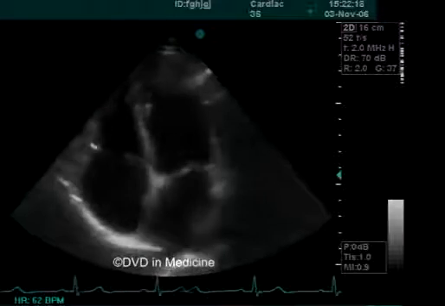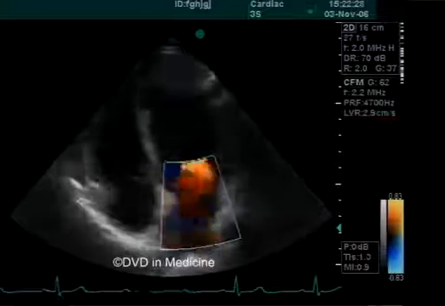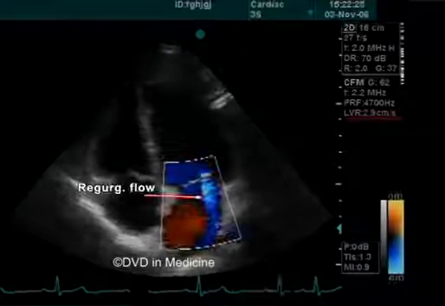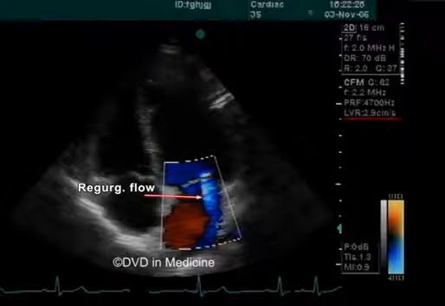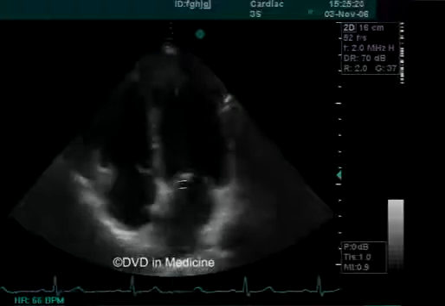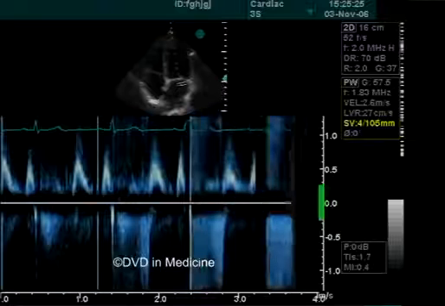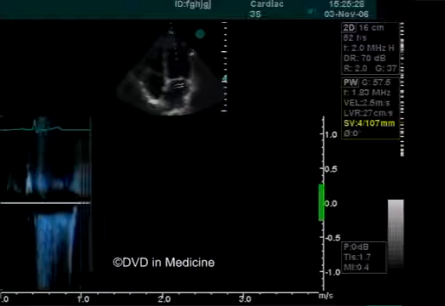In the presence of mitral regurgitation, one will register turbulent regurgitant flow in the systole. With pulsed Doppler sample volume, one can map the severity of mitral regurgitation. This is achieved by moving a sample volume across the area of interest.